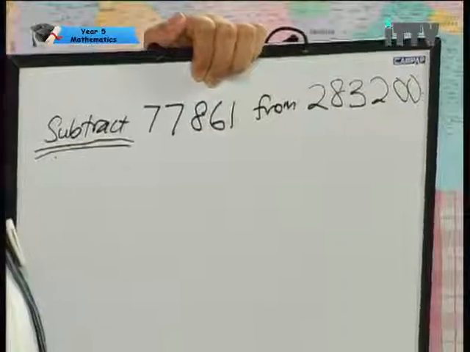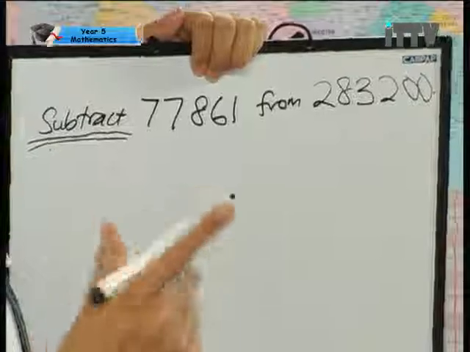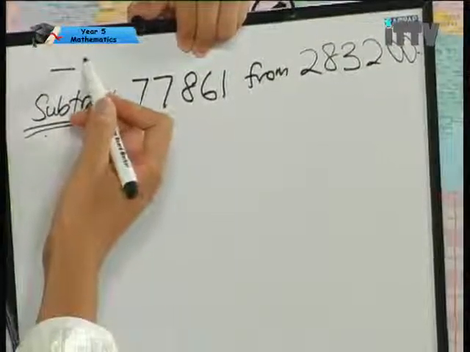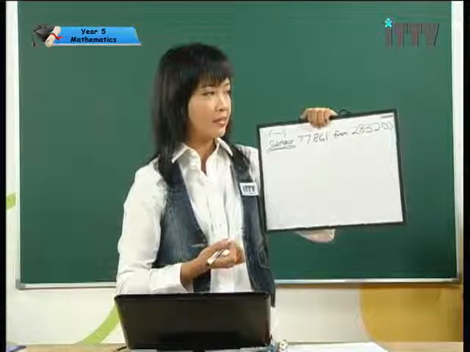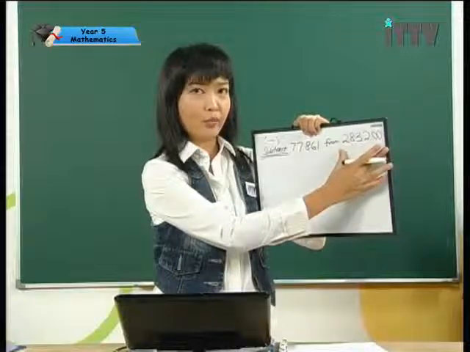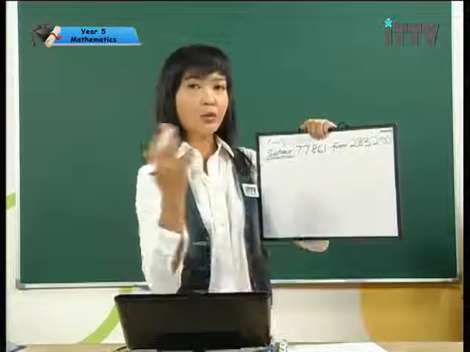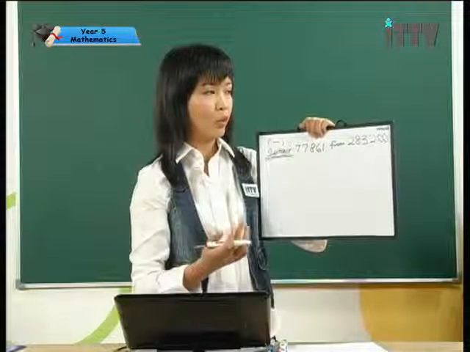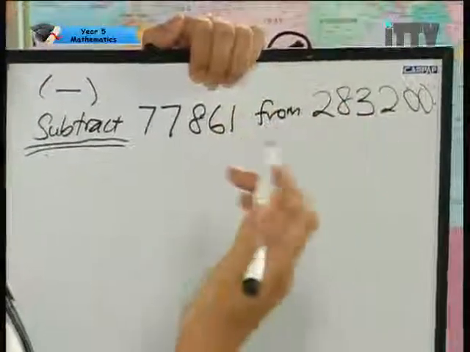So what operation do we use here? Is it plus, minus, multiply, or divide? That's correct. We will use subtraction, minus. Minus this number from this number. Take away this one from this one. So if we write it in vertical form, we will write the larger number at the top.